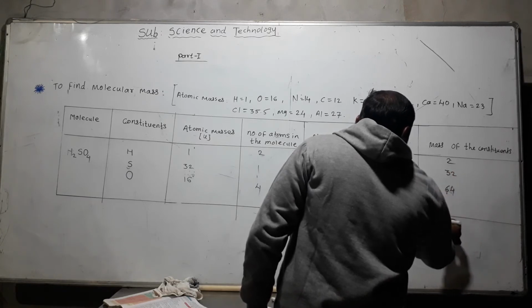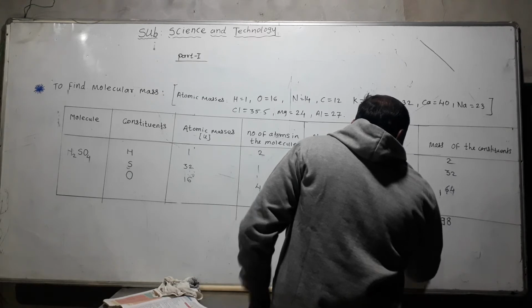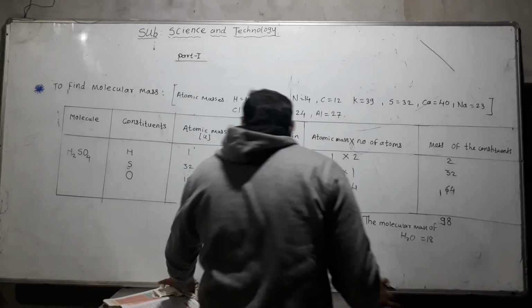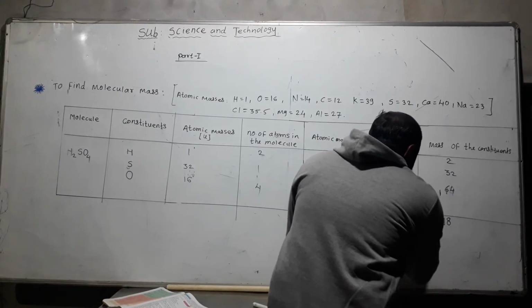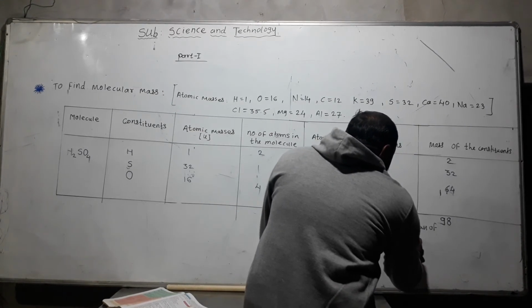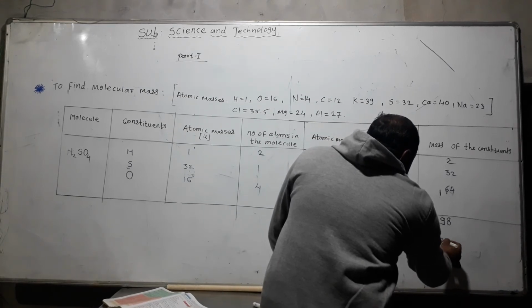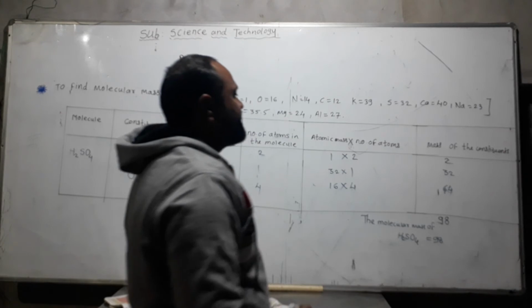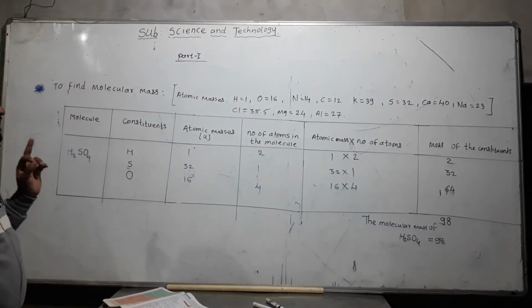Here we have to write the molecular mass of H2SO4. How many? 98 are there. It is 98. And again, we have to solve a second example here.